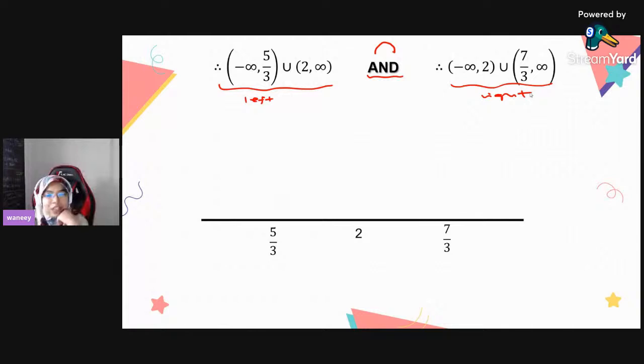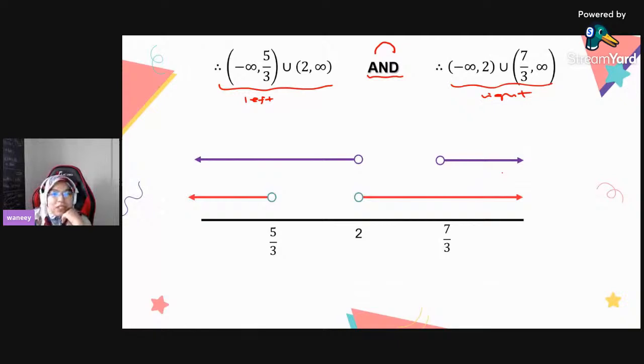Okay, so 5 over 3 to 7 over 3. So now the answer on the left hand side is 5 over 3 until negative infinity, 2 up until positive infinity. The other one, I have 2 up until negative infinity, 7 over 3 up until positive infinity. Okay, so do make sure to use only two layers. The first layer is for the left hand side, the second layer is for the right hand side.